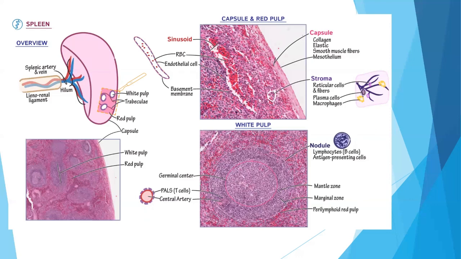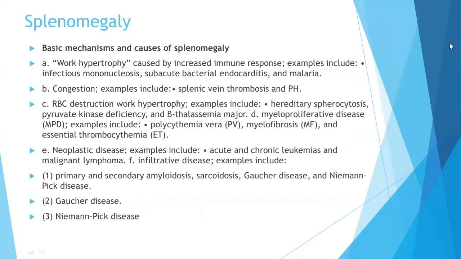You can just remember that white pulp has these round structures, and the red pulp is just surrounding the white pulp. So the basic mechanisms and causes of splenomegaly. Number one is work hypertrophy, which is caused by an increased immune response, and the examples may be infectious mononucleosis, subacute bacterial endocarditis, and malaria. The congestion examples include splenic venous thrombosis and portal hypertension.